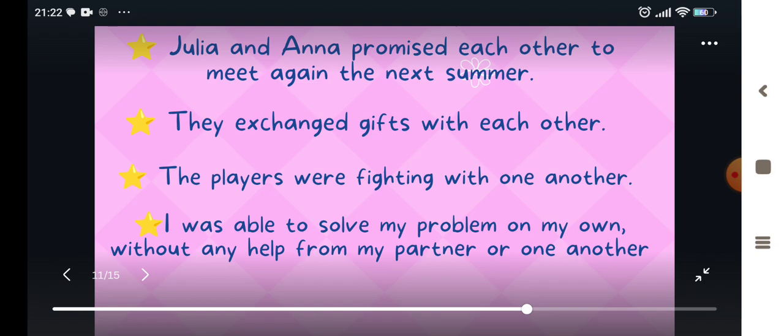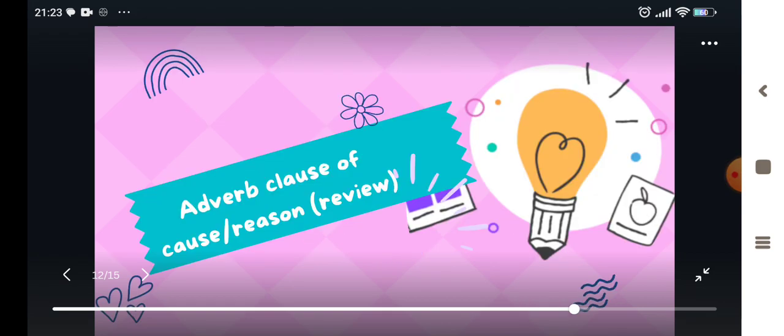I was able to solve my problem on my own, without any help from my partner or one another. In this case, maybe the person doesn't need help. Next grammar.